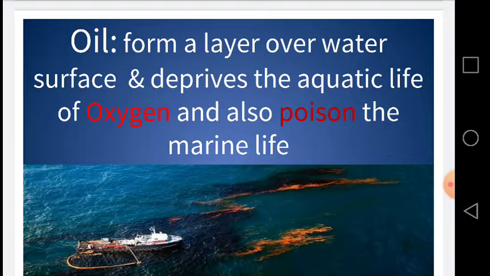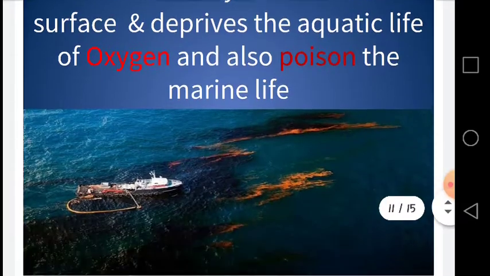Oil forms a film on the water surface, preventing oxygen in the air from dissolving in the water. This deprives aquatic life of oxygen for respiration. Fish and other forms of marine life are also poisoned and killed by the oil. So you can see how it is harmful for the aquatic life.